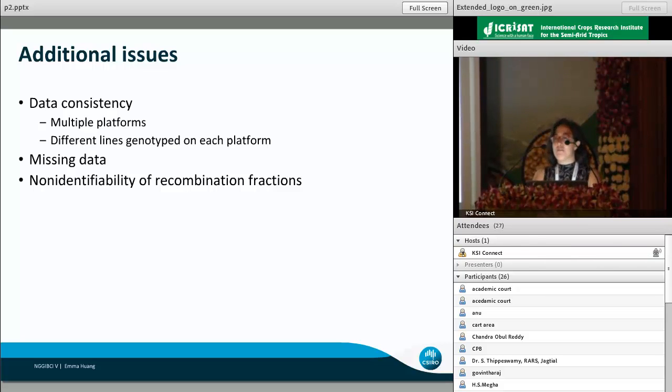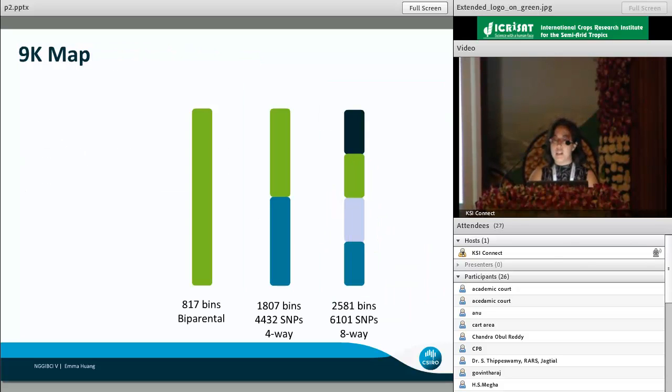So in spite of the fact that MAGIC map construction is challenging, you can end up with some quite good results from it. One of the things that we've been able to do, now that we have a map, is to look at the recombination landscape.